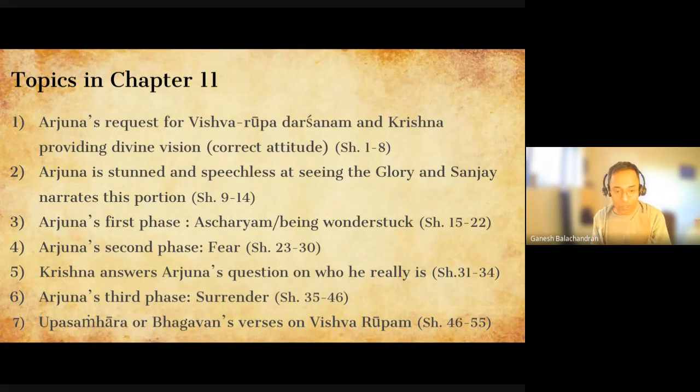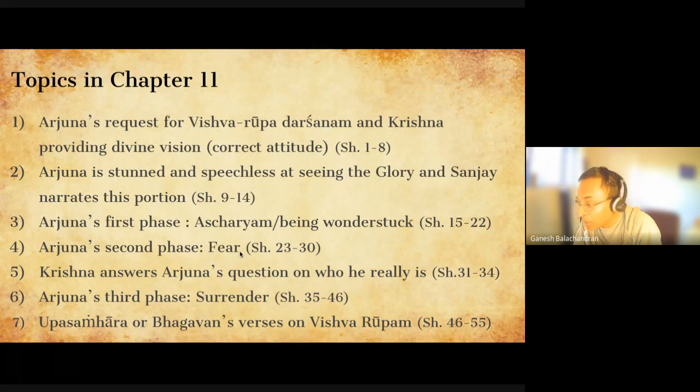Something has to go on. So Sanjaya starts narrating this portion, 9 through 14. Then Arjuna's first phase. Arjuna goes through phases. First phase is Ascharyam, being wonderstruck. And then the second phase is fear. Why fear? Because he's not ready. Krishna has given him this thing to be able to see, but his mind is not ready.